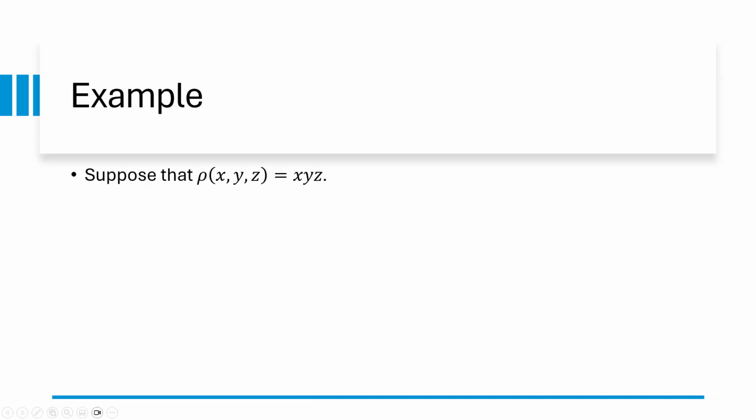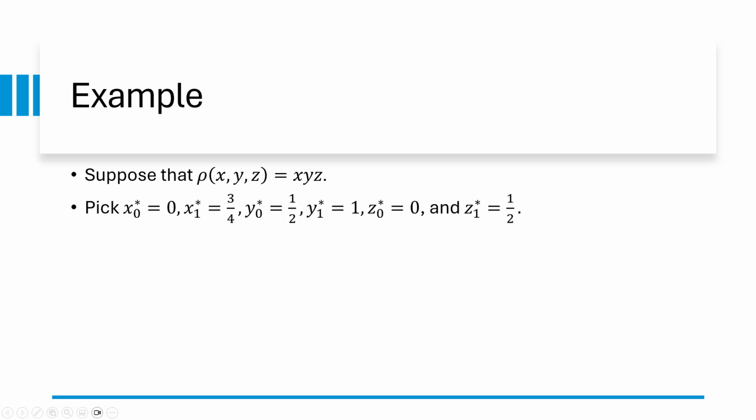So let's look at an example. Let's suppose our density function is just x times y times z. Let's just pick some points. Like I said, you can pick anything you like as long as it's in the box. So the first part of the interval is from 0 to 1/2. So we pick x0 star to be 0, y0 star to be 1/2, that's at the right edge point, and then z0 star to be 0. And then the second half of the intervals is from 1/2 to 1. So we pick x1 star to be 3/4, right in the middle, y1 star to be 1, so we're at the right edge, and z1 star to be 1/2, so that's at the left edge of the interval.